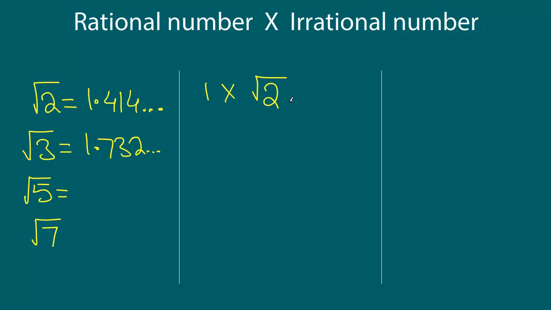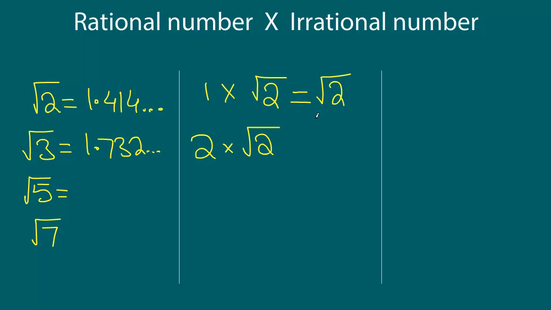Now you know that 1 multiplied by anything is really that number. So when you multiply this, what do you get? You get square root 2. So clearly this is an irrational number, right? All right, let's make it a little bit more complex. How about we multiply 2 times square root 2?